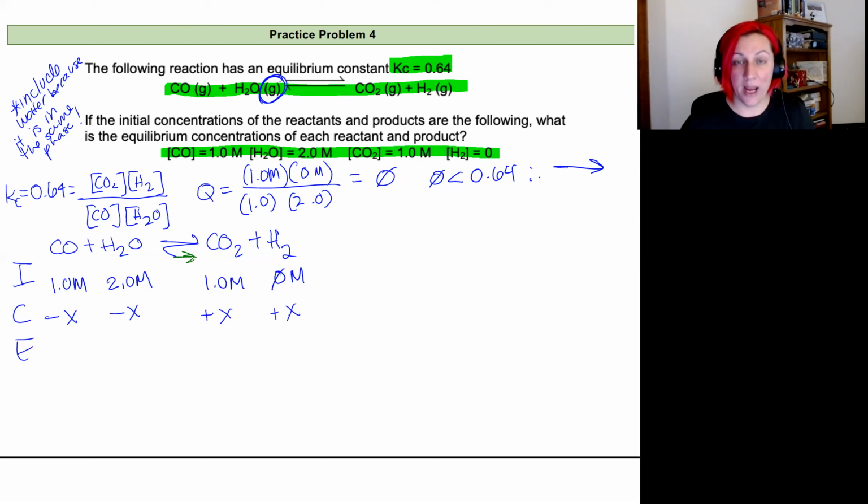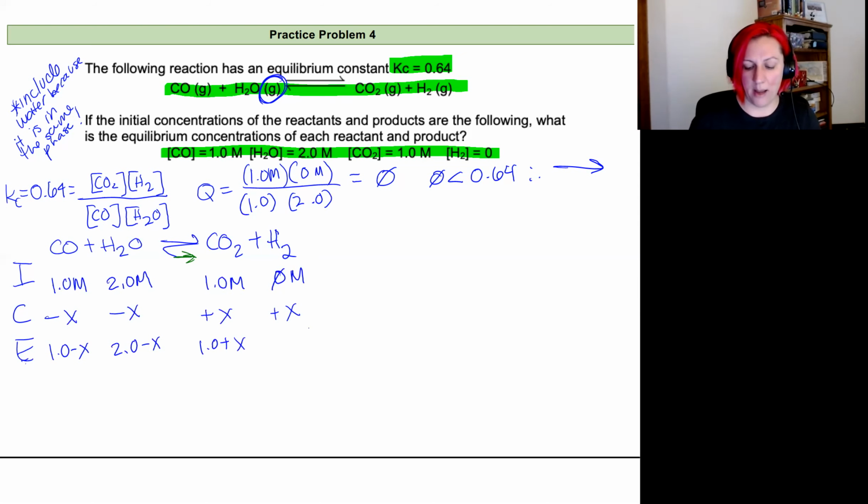Now I'm going to rewrite my equilibrium concentrations in terms of x. So it's going to be 1.0 minus x, 2.0 minus x, 1.0 plus x, and 0 plus x, or we'll just call that x. All right. Now I'm going to take these values here and I'm going to plug them into my K expression.